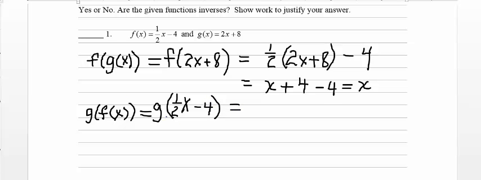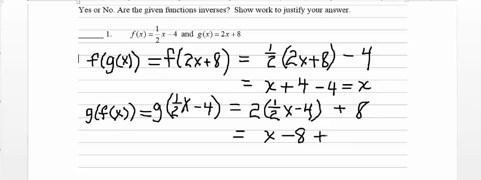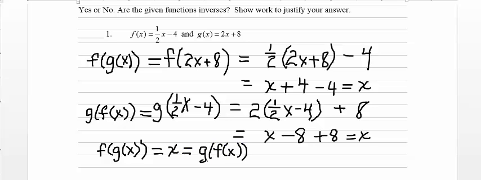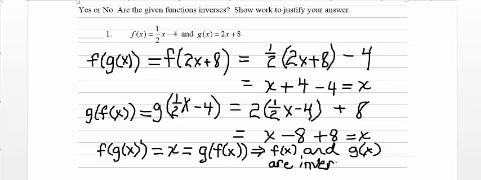Now we have to check g of f of x. So into g, we're going to put 1/2 x minus 4, which is f of x. And g multiplies its input by 2 and then adds 8. 2 times 1/2 x is x. 2 times negative 4 is negative 8. And I need to add 8 to that, and I see the result is x. So f of g of x is x, and so is g of f of x. So that means f of x and g of x are inverses.